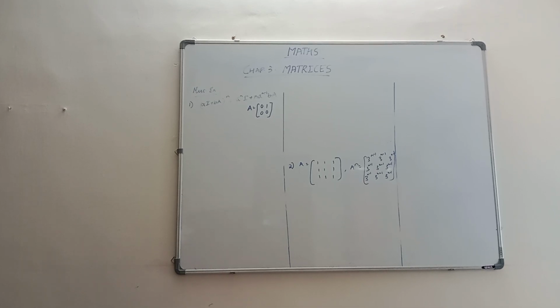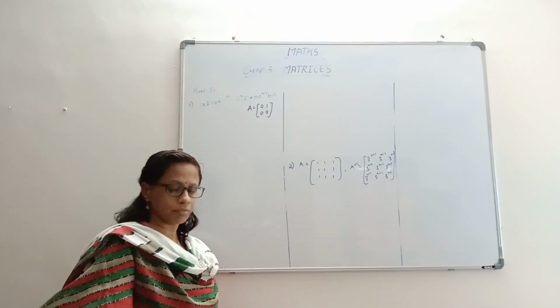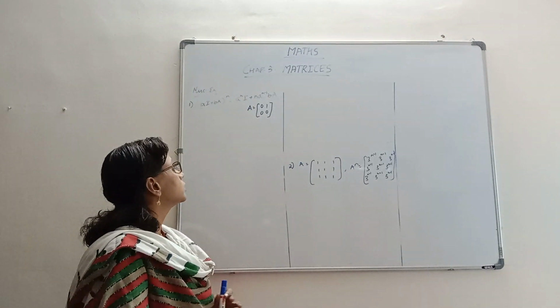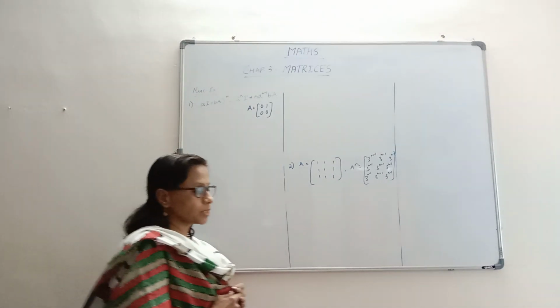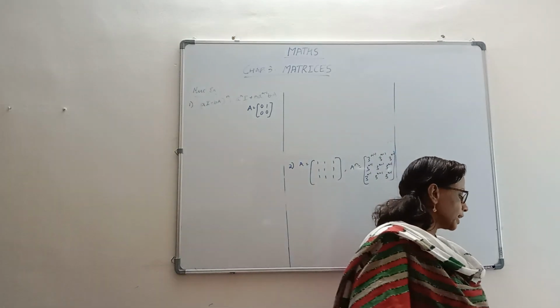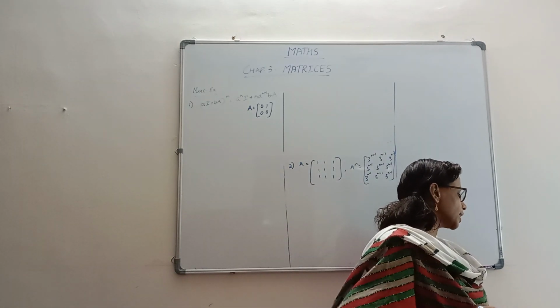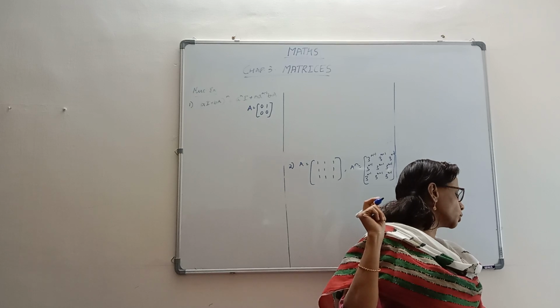Hello folks, we come to the miscellaneous exercise of this chapter 3 of matrices. The first 2-3 problems have to be done by the principle of mathematical induction. They have given you the matrix A, which is given as on the board.